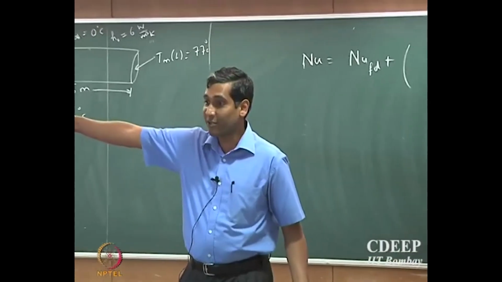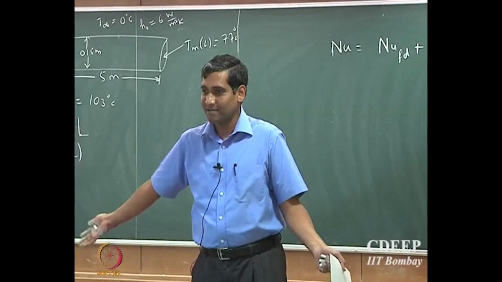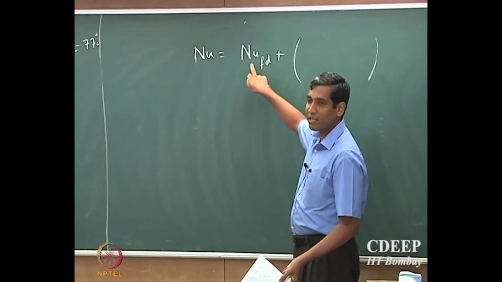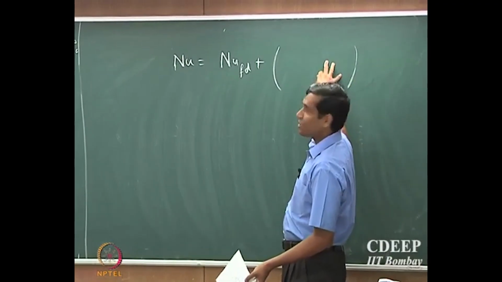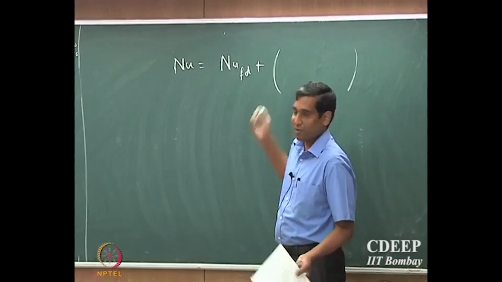But the total length is 7 meters, very small, right? So if you notice the Nusselt number correlation, you will always see that it's the Nusselt number fully developed plus some contribution because of entry length. If this contribution is insignificant, you assume that it's almost constant, that's all.